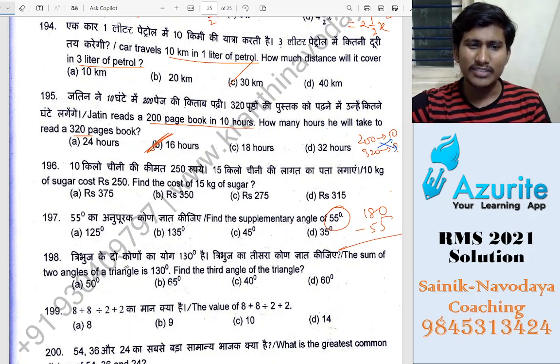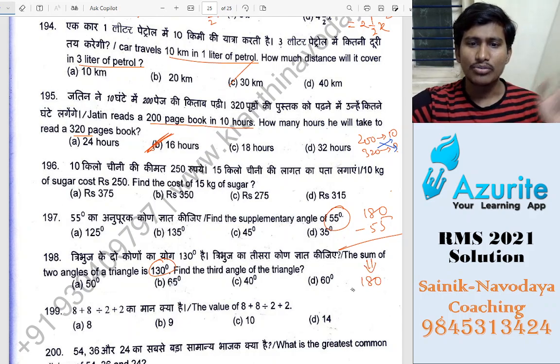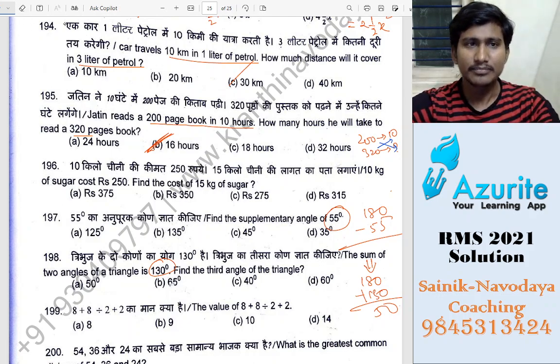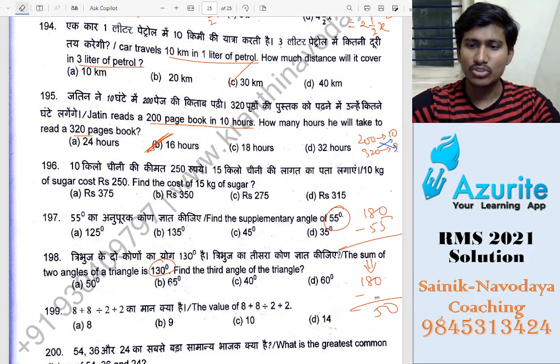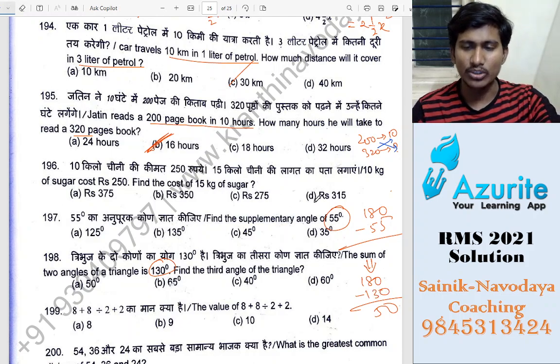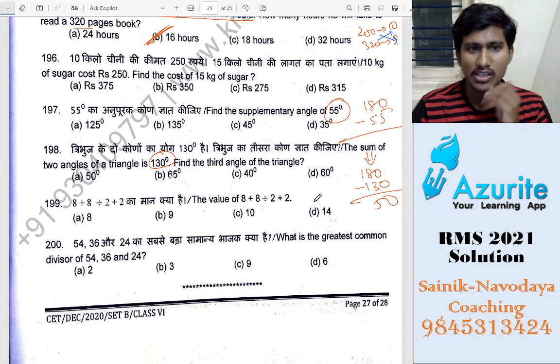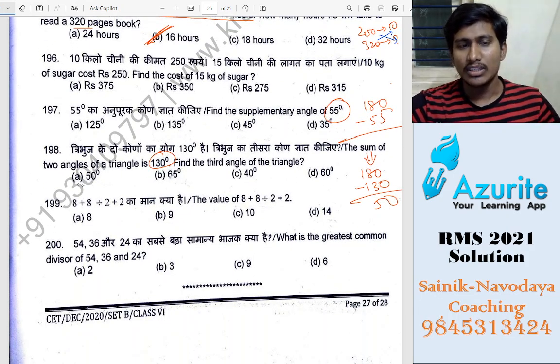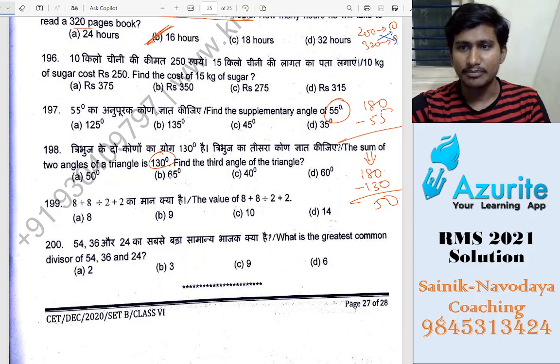Okay, sum of the two angles of a triangle is 130, find the third angle. Sum of the angles of a triangle is, we know, 180 degrees. So if you minus 130 from 180, you will get 50 degrees. Okay? Yes, that is the answer. Very easy. Sum of the angles of a triangle is 180, so we have to minus 150 from that. Okay, 196, option A. Yes, sir, option A.